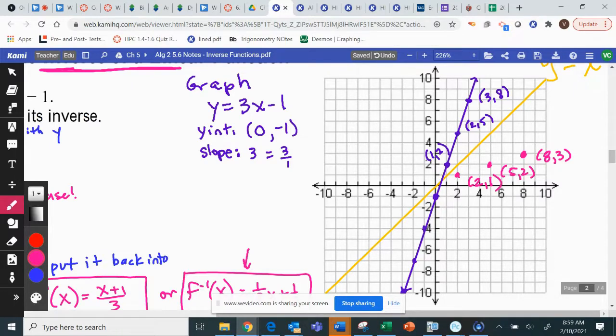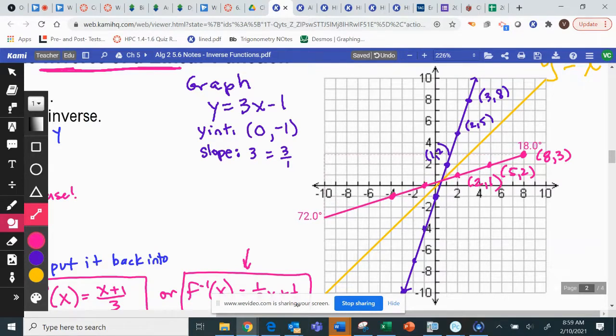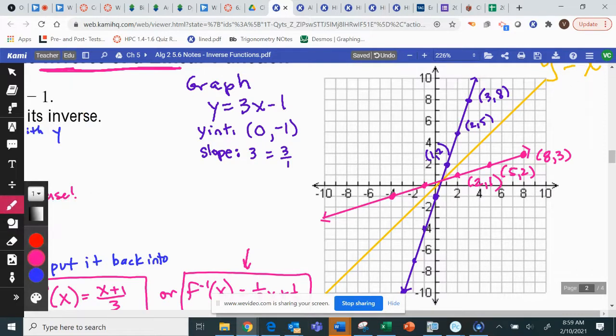Now, it is a line, so I could use my slope from here. It's up 1 over 3 or down 1 back 3, and I could just keep going. Or I could just use my straight edge and finish my line. The purple and the pink line should look like they are symmetric with that yellow line. They should look like a reflection in the y equals x line. If it doesn't, then you're probably wrong.